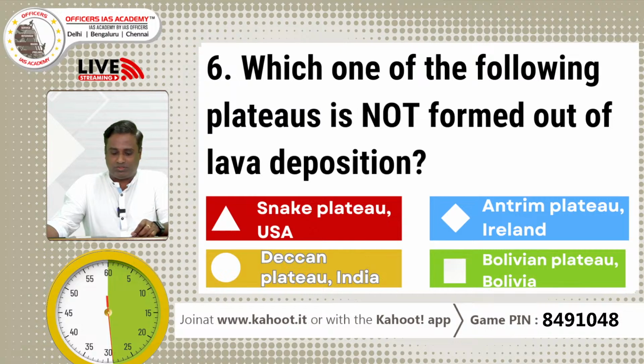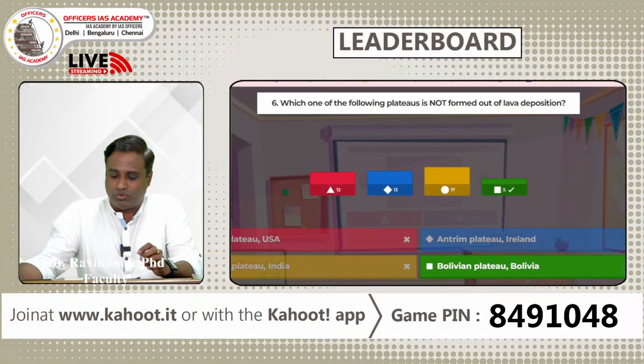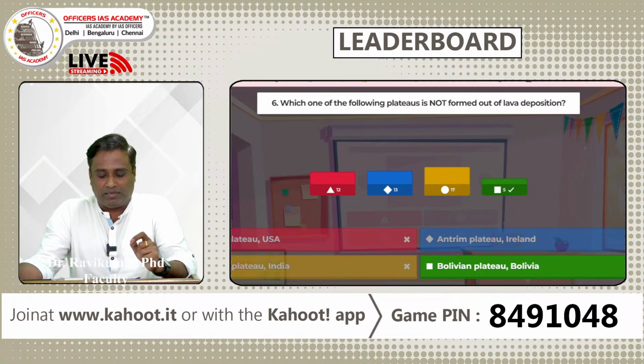Okay, now move on to the answer. Which one of the following plateaus is not formed out of a lava deposition? It means the flowing of lava creates igneous plateaus. There are 4 options: Snake Plateau in USA, Antrim Plateau in Ireland, Deccan Plateau in India. All these 3 formed out of lava deposition. Bolivian Plateau at Bolivia is an intermountain unsuccessful fold of compressional boundary. So this is not a lava deposition plateau.